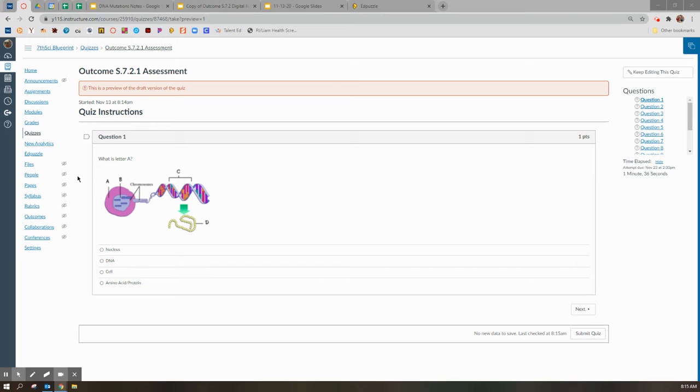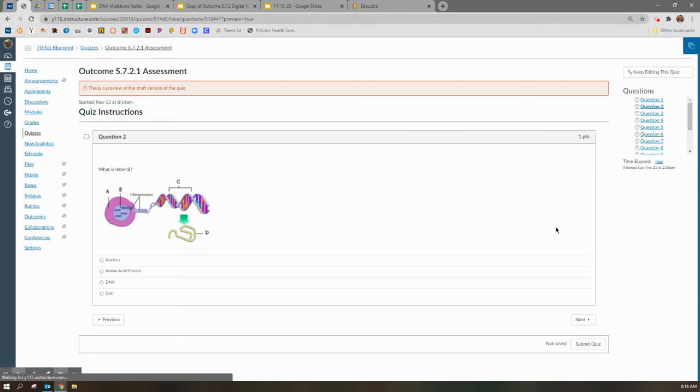Question 1 says, what is letter A? Is it a nucleus? Is it DNA? Is it cells? Is it amino acids or protein? Question 2 says, what is letter B? Is it nucleus? Is it amino acid or protein? Is it DNA? Or is it a cell?